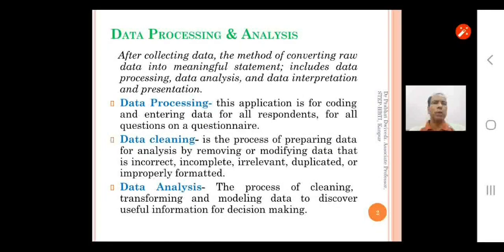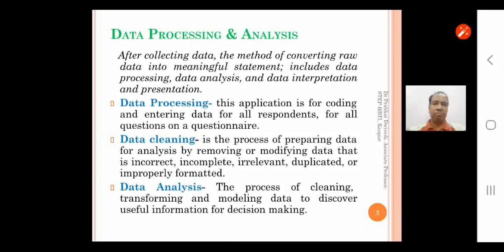Data cleaning is the process of preparing data for analysis by removing or modifying data that is incorrect, incomplete, irrelevant, duplicate, or improperly formatted. Cleaning means removing some impurity. So this is the process by which we remove impurity of our data. And then data analysis is the process of cleaning, transforming and modeling data to discover useful information for decision making.